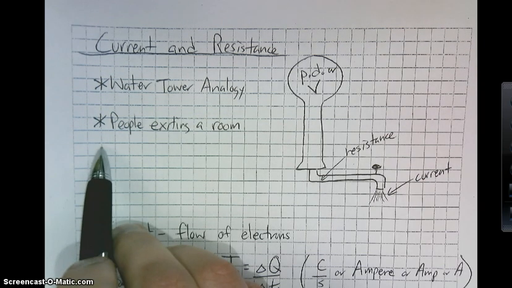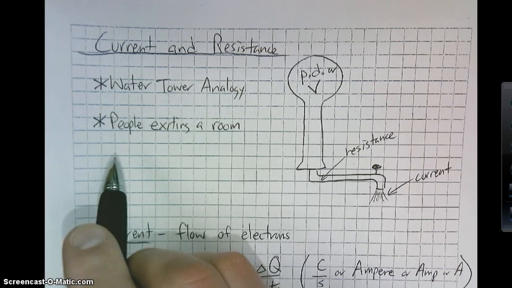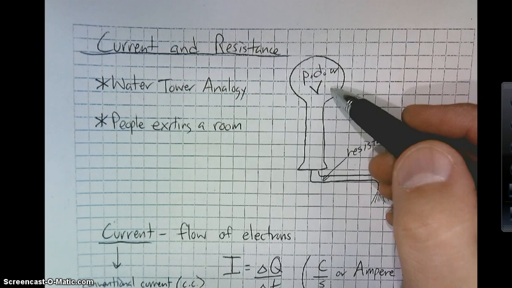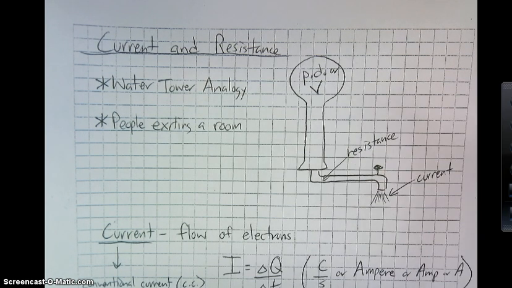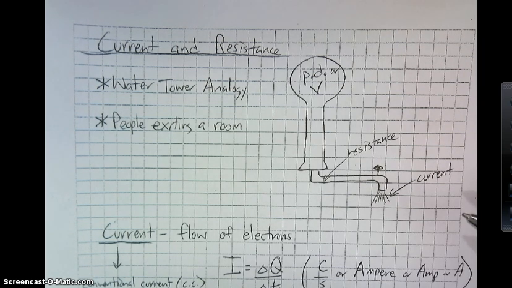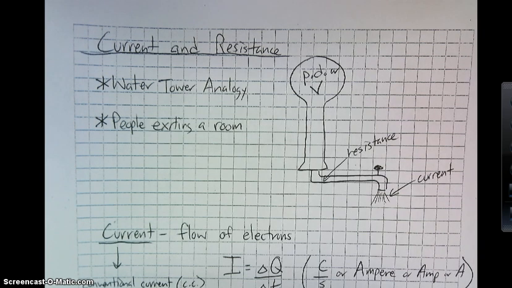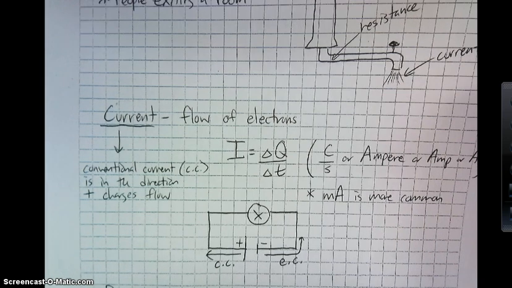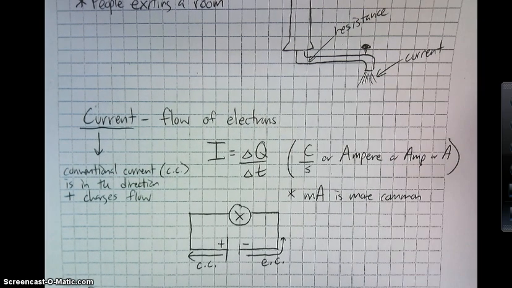Now, we can have another analogy talking about people exiting a room. So let's say everybody was down in the gym and there was a fire alarm. Well, all the people rushing to get out of the room is the potential difference. How many doors are open would represent the resistance, because if there's only one door open, it's going to be hard to get everybody through one door. The more doors that open up, the less resistance there is. And then the rate at which people flow out of the door would be the current. So the basic definition here of current is the flow of electrons.